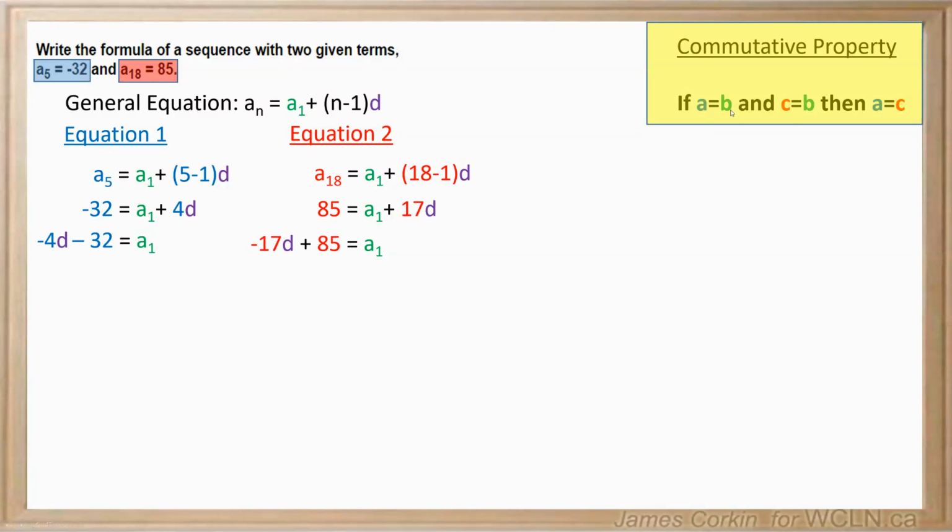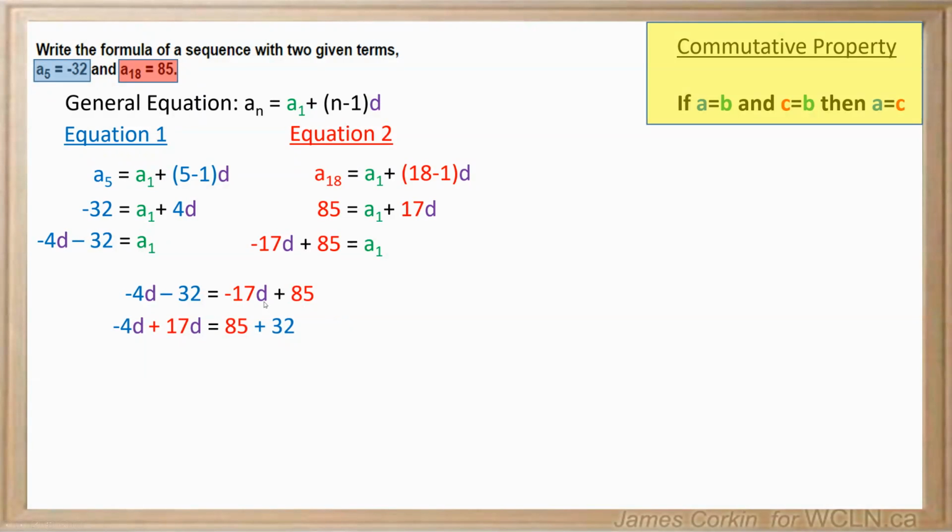that if a equals b and c equals b, that means that a must equal c. So how does that apply here? Well, we have two expressions that are both equal to a1, which means these expressions must be equal to each other. So we can set them equal to each other and then solve for d.